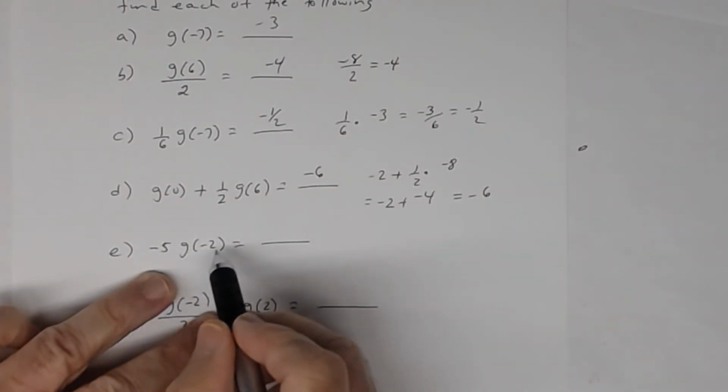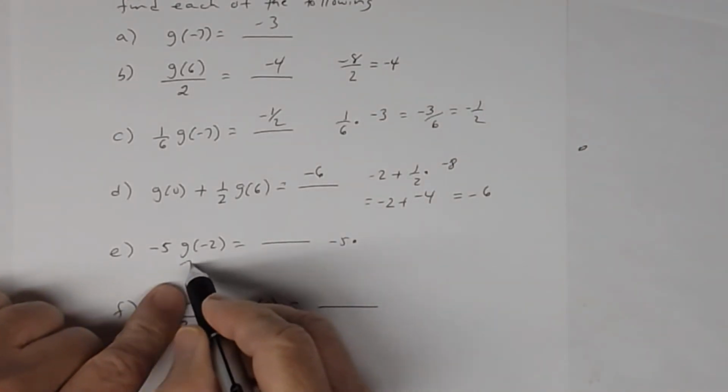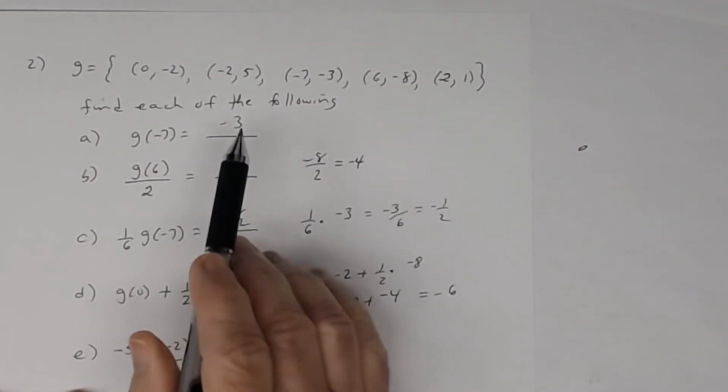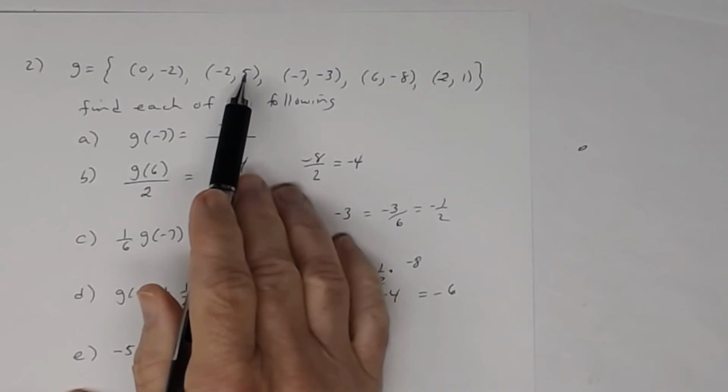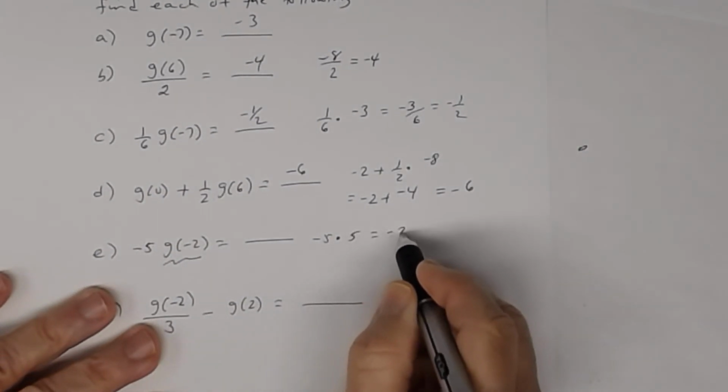This says negative 5 times g of negative 2. So that's negative 5 times. Now we got to find what g of negative 2 is. So when x is negative 2, the y value is 5. So negative 5 times 5 is a negative 25.